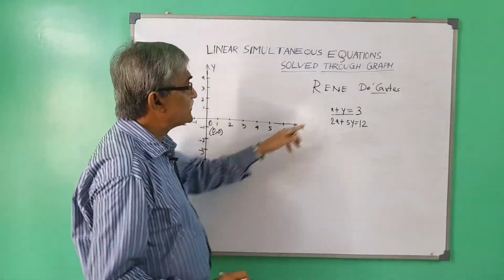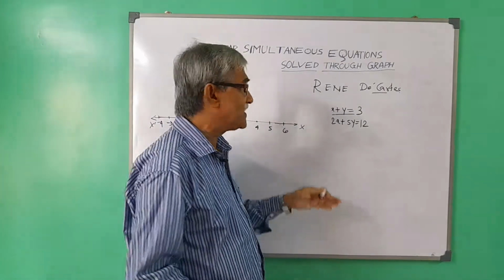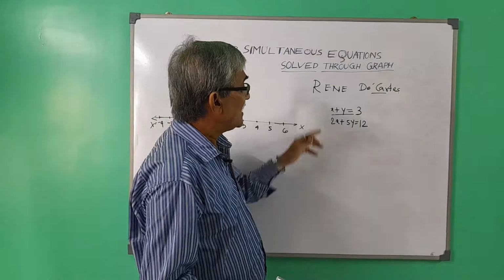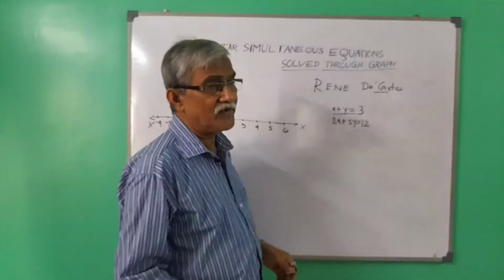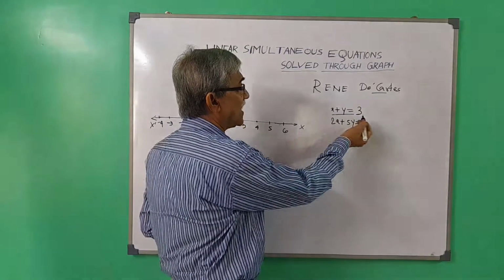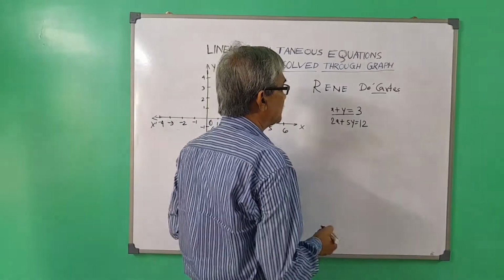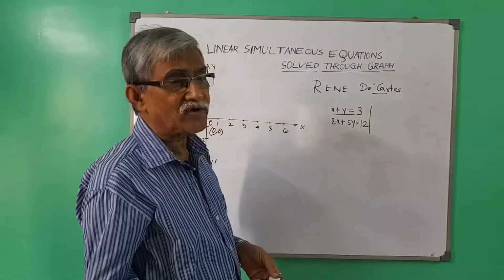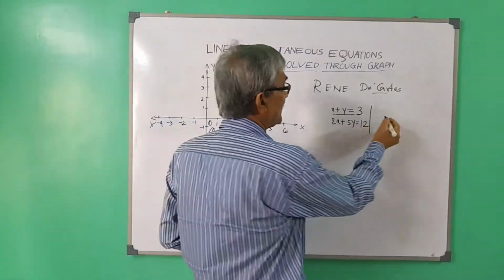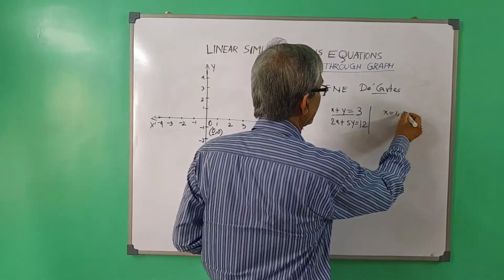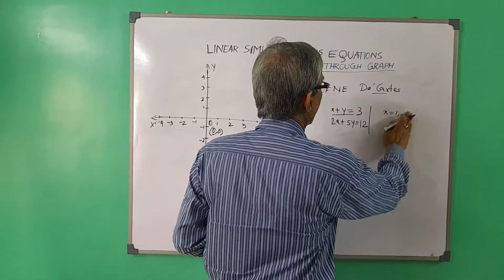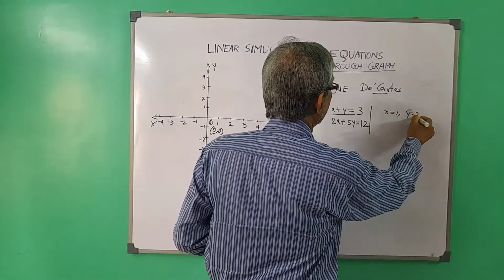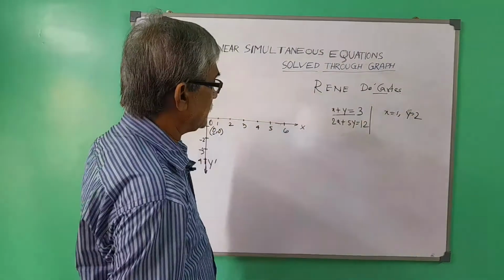Now these are the linear equations. Already I have explained what we mean by a linear equation. Now we have taken a pair of linear equations, x + y = 3 and 2x + 5y = 12. By the methods that we have already learned, if we solve this, you get x = 1 and y = 2. Now let us solve it through this method.